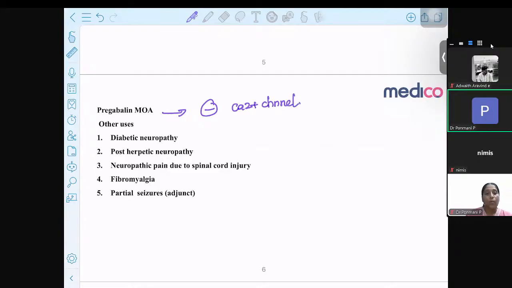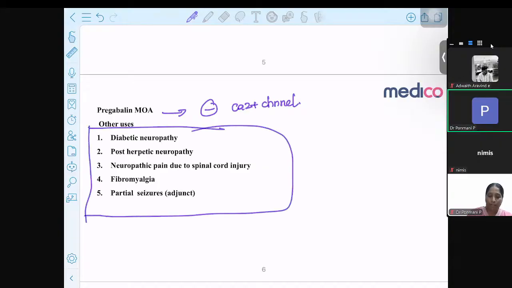Clear? So by decreasing the neurotransmitter, it is going to give you relief from the neuralgic pain. Remember, pregabalin is used in most cases of neuropathic pain, such as diabetic neuropathy, post-herpetic neuralgia, neuropathic pain due to spinal cord injury, fibromyalgia, and of course, it can be used as an adjunct in partial seizures. It is the very least use.